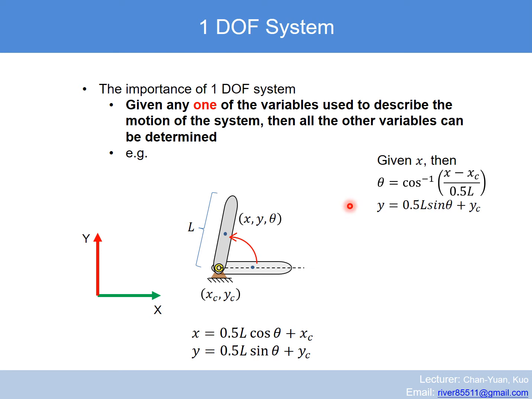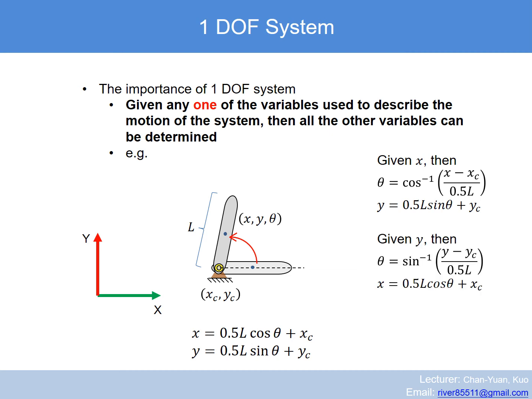And after theta is determined, the y-coordinate of the point can then be determined by the equation y equals 0.5L sine theta plus yc, where yc is a known and fixed value as xc, which proves that we are able to solve for all other variables y and theta once x is given.